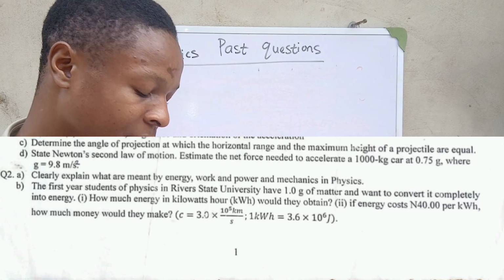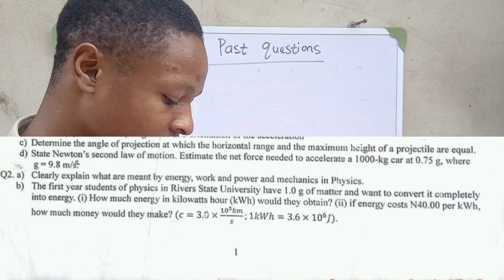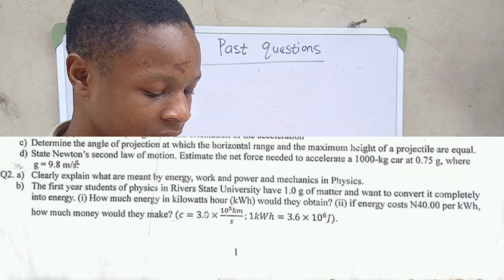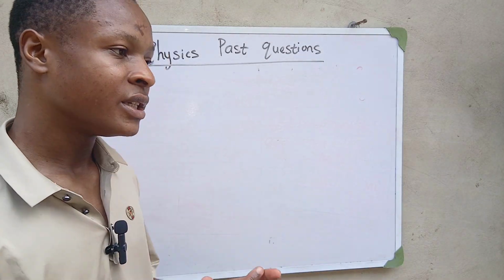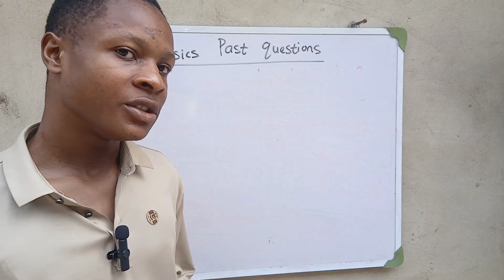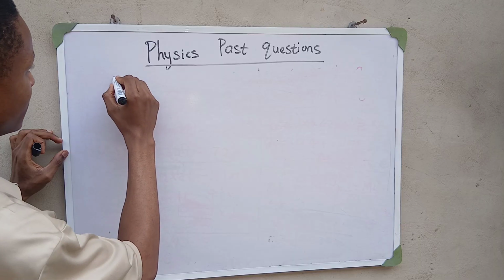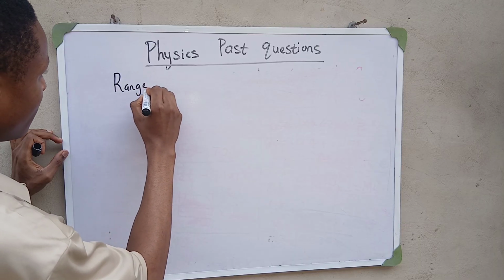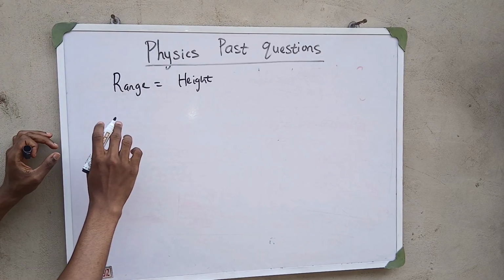It says, determine the angle of projection at which the horizontal range and the maximum height of a projectile are equal. Now let's find the angle at which the height and the range of a projectile are equal. First thing that we should take note of is that the range and the height are equal. So the range is equal to the height.